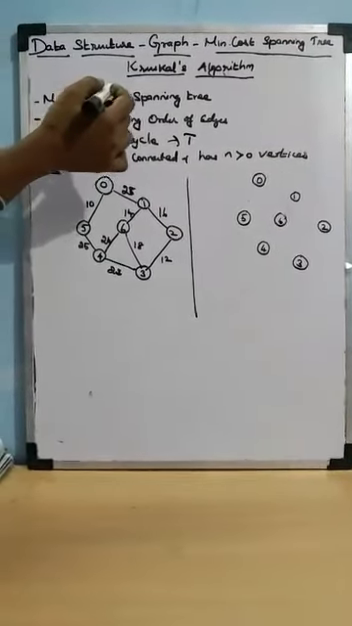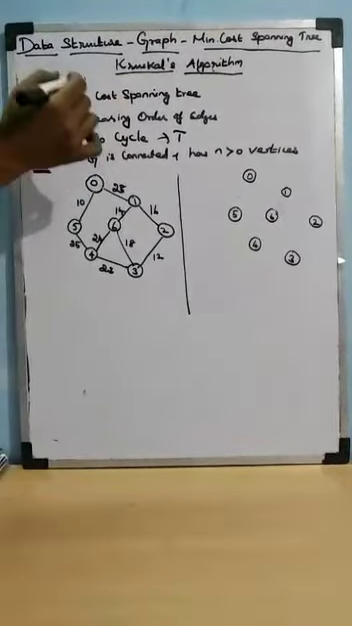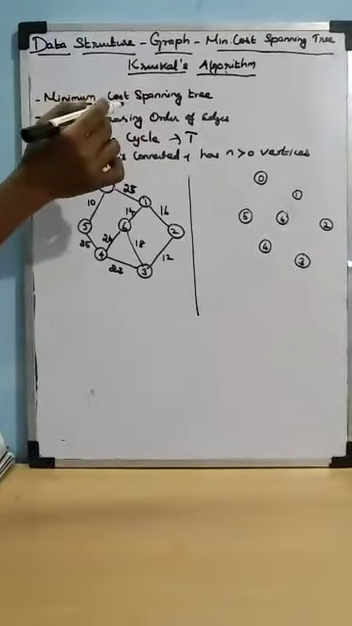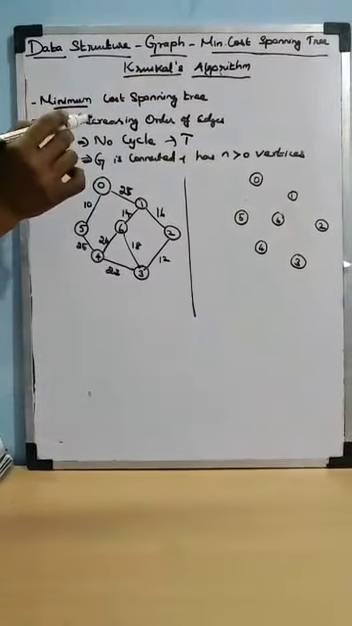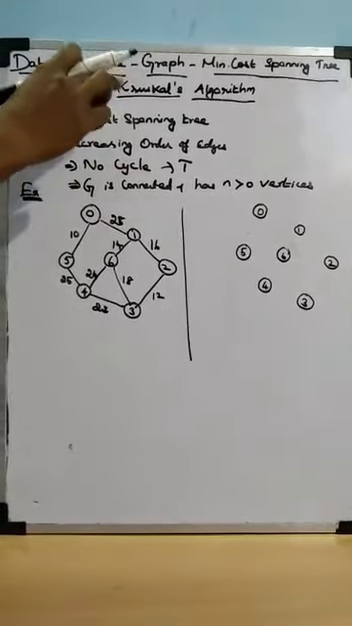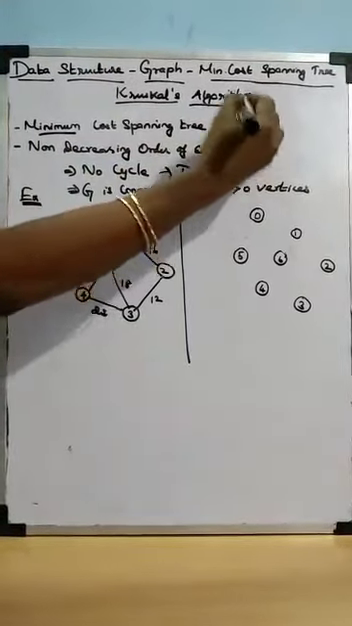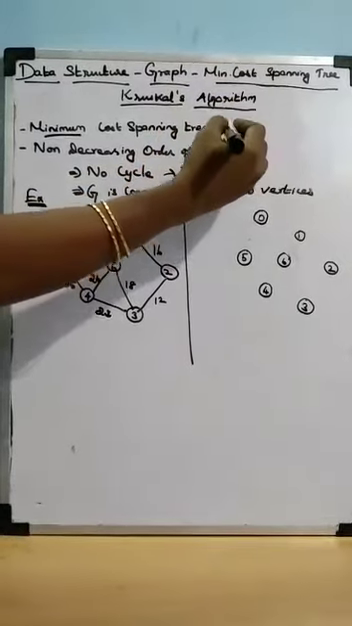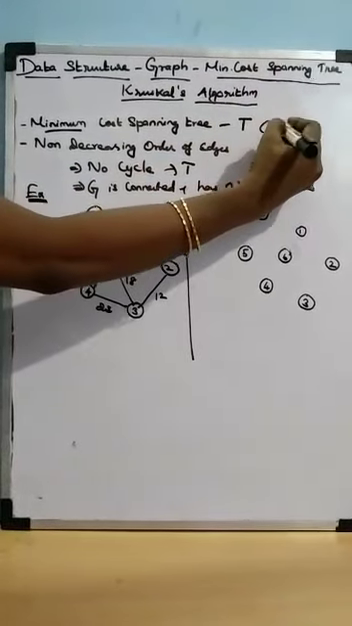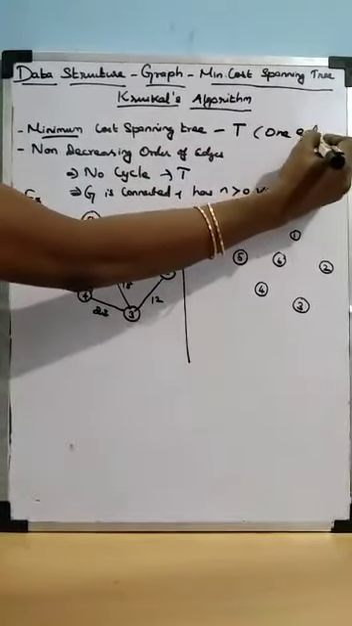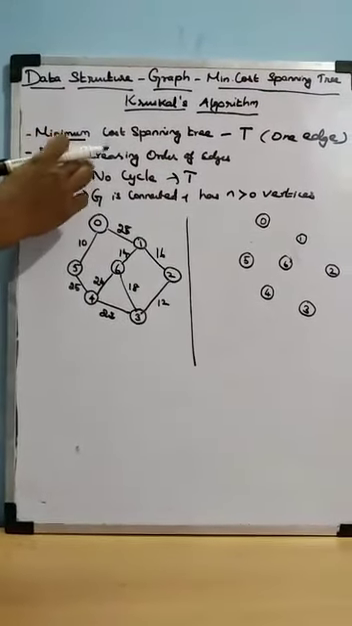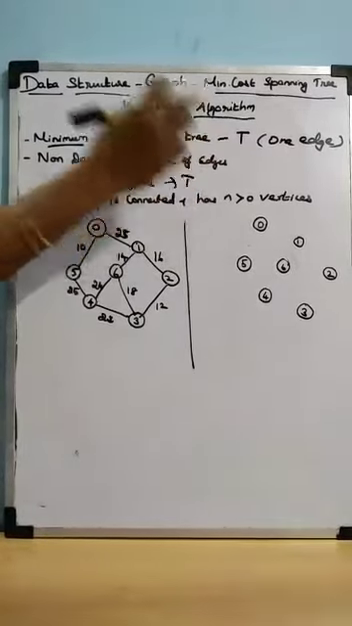Now we are going to learn how to construct a minimum cost spanning tree using Kruskal algorithm in graph data structure. Kruskal algorithm builds a minimum cost spanning tree T by adding edges to T one edge at a time. The edges are selected based on non-decreasing order of their cost.